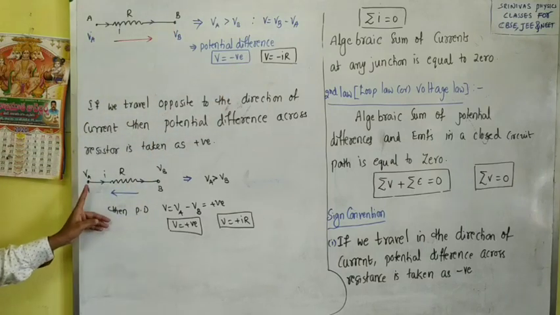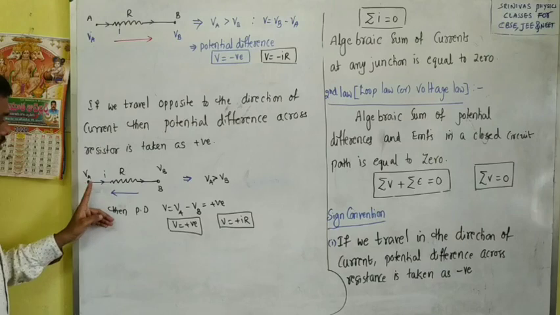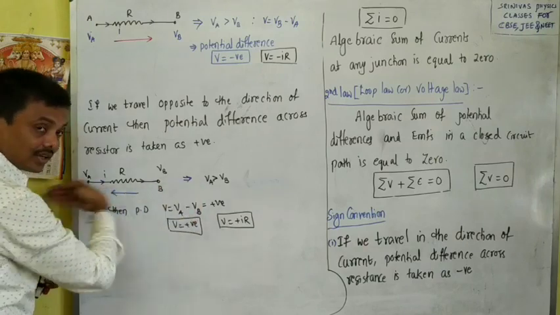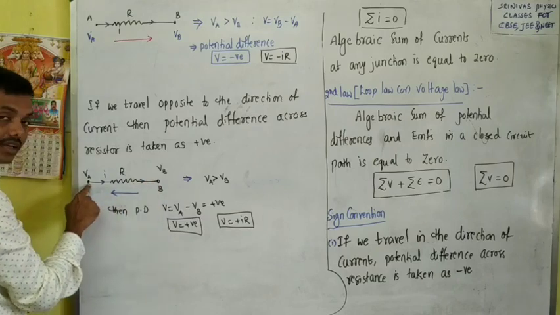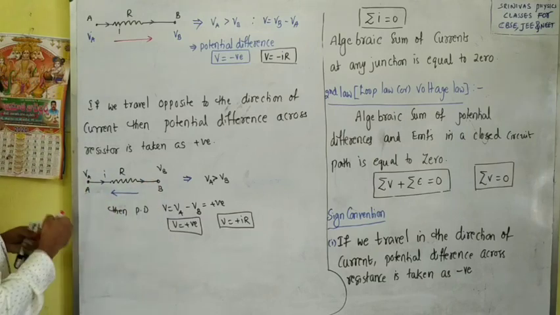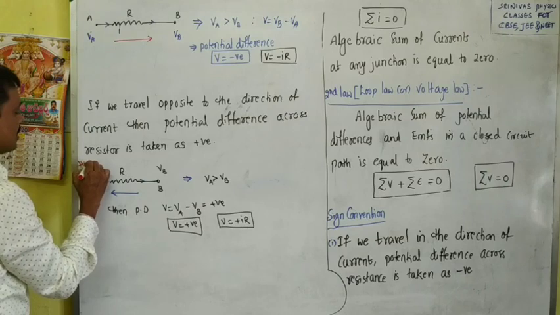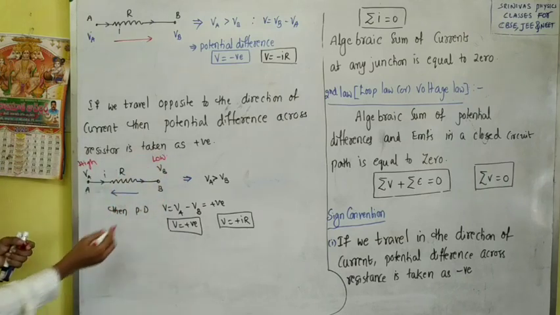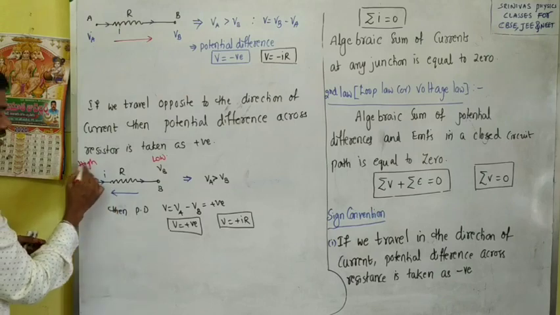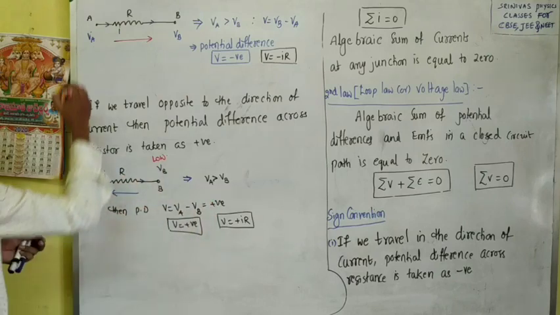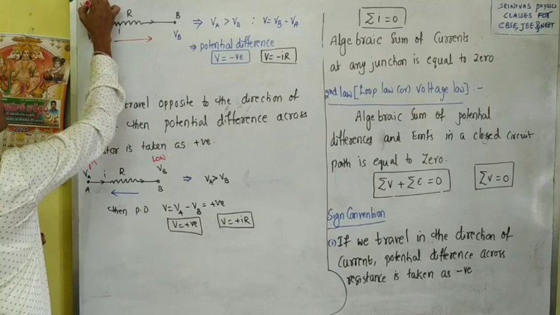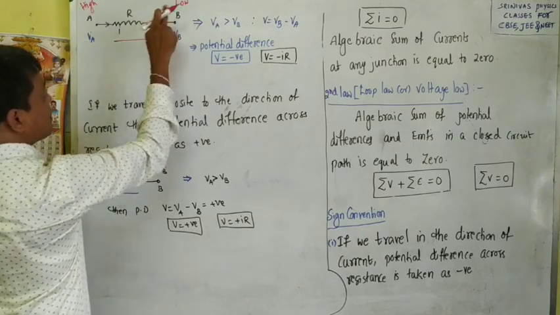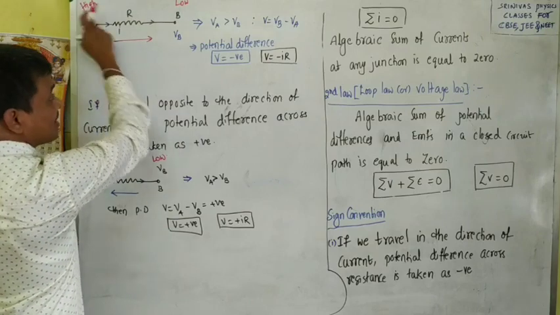Here we are going opposite direction of current, right? We are going opposite direction of current. That means like this we are going, low to high. This is high, and this is low, right? If you go from low to high, potential difference is high minus low, which gives positive. Here you are going high to low, right? When you go from high to low, the potential difference is low minus high, it gives negative.